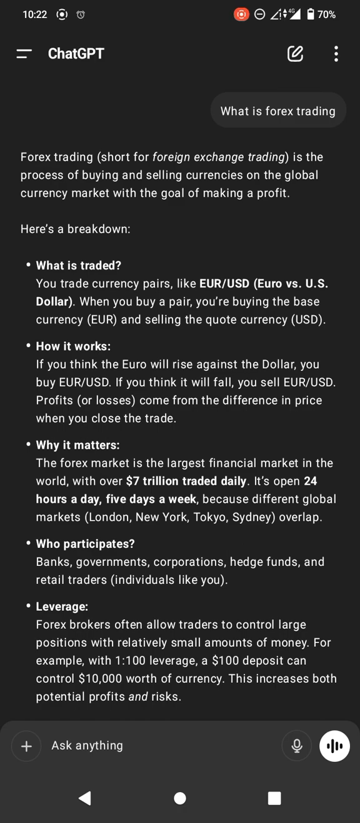The app I'm using is ChatGPT, as you can see up there. That's what we use to know what Forex trading is all about, before we talk about how to make money from the market. Now, what is Forex trading?